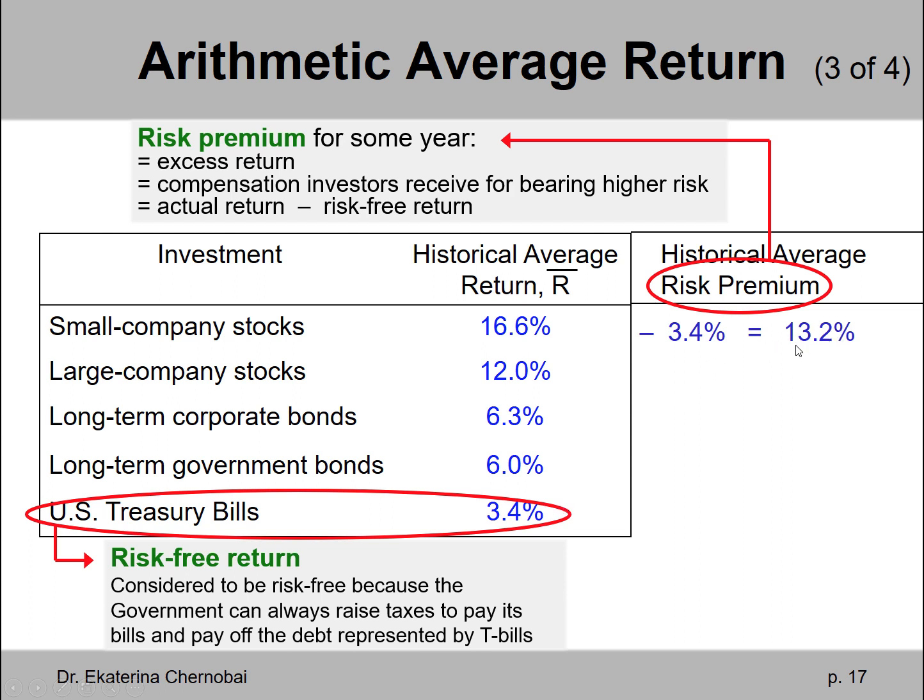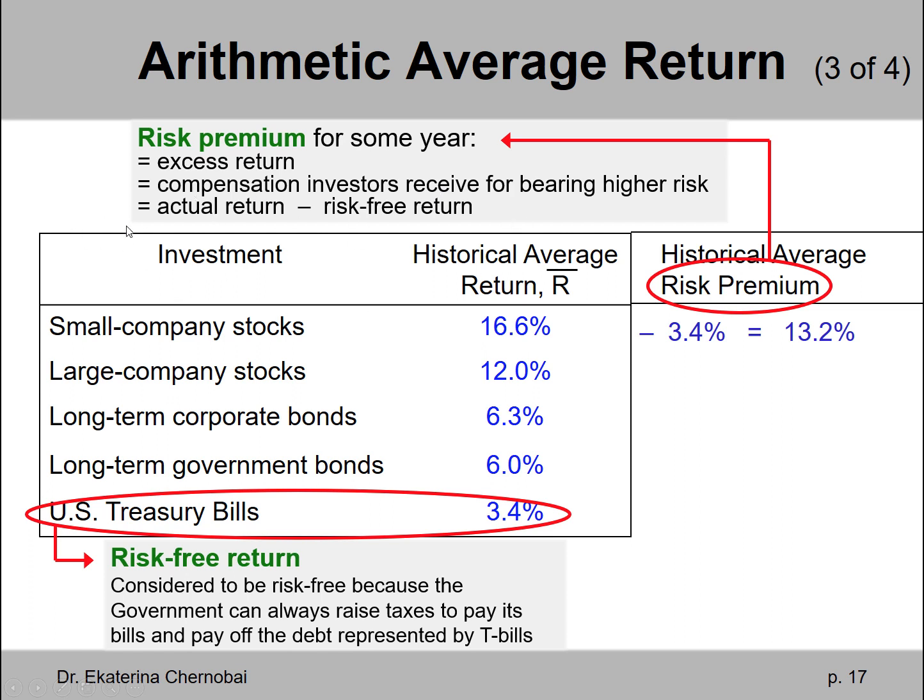So 13.2% is the excess return, right? And the benchmark, the reference point, is the treasury bills. It's also called the risk premium. So risk premium is the excess return. It's one and the same thing. The additional return above the treasury bills return. And the reason it's called risk premium is because it's a compensation that investors receive for willingly accepting a riskier investment, right?